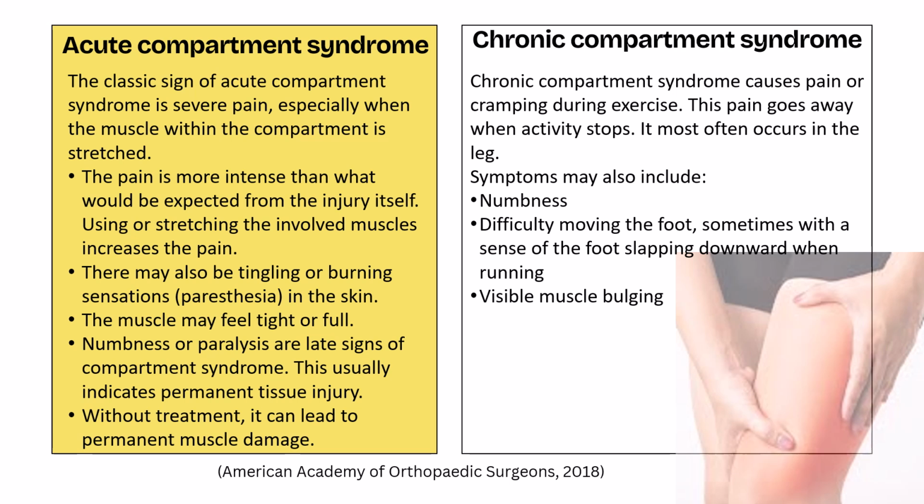There are two types of compartment syndrome. The first is acute and the other is chronic. The classic sign of acute compartment syndrome is severe pain, especially when the muscle within the compartment is stretched. The pain is more intense than what would be expected from the injury itself.